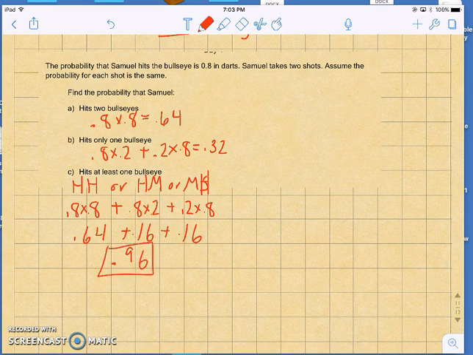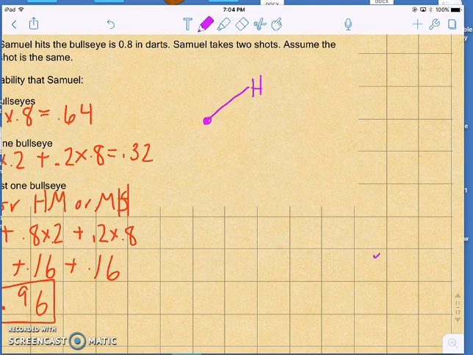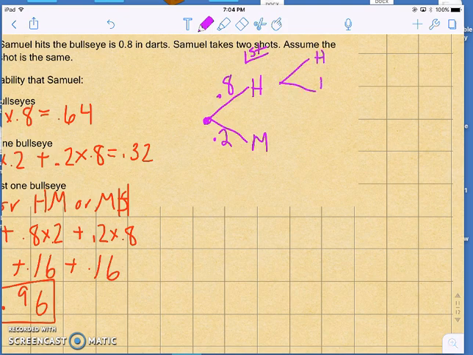So another way of looking at this is with a tree diagram. If we were to make a tree diagram here, Sam takes his first shot and he could hit it or he could miss it. So this is the first shot. So a 0.8 that he hits, a 0.2 that he misses. Well, then his second shot, he could hit or miss, hit or miss. So 0.8, 0.2, 0.8, 0.2.